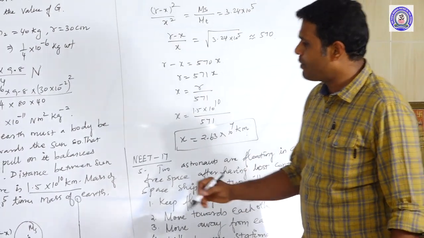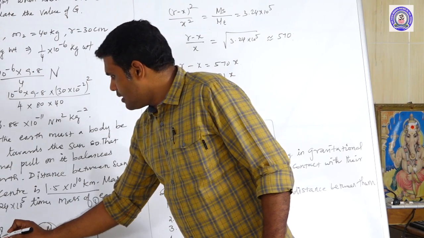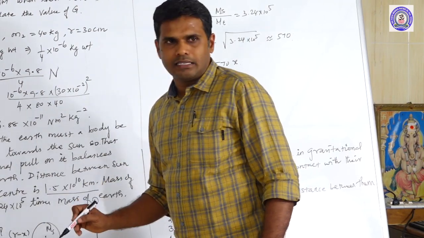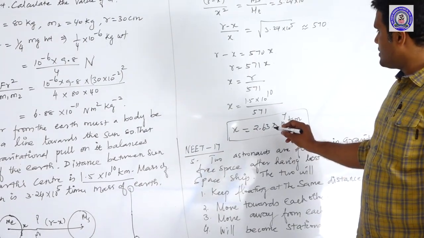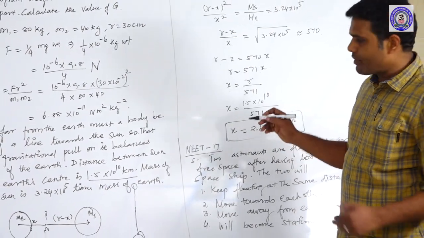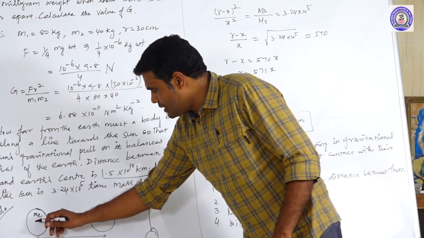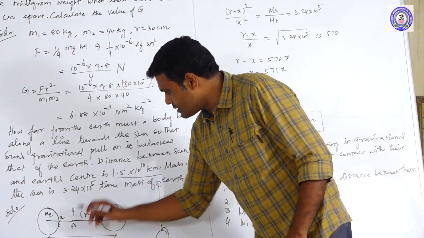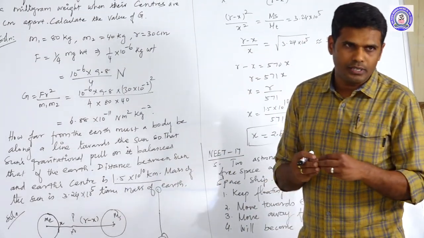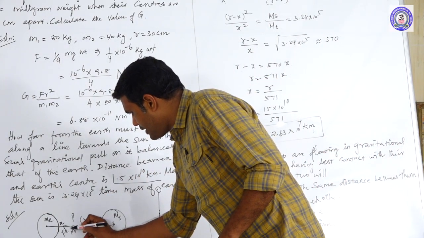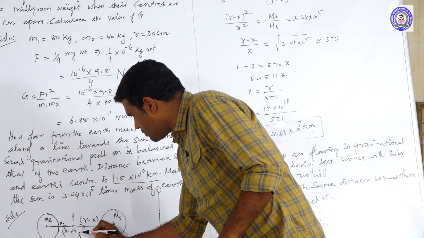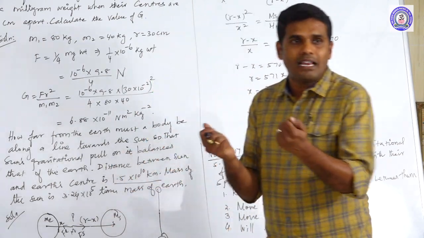So we can say the mass which has been projected from the earth, if it is at a distance of 2.63 into 10 power 7 kilometer, then the force exerted by the earth and the force exerted by the sun will tend to balance each other. Right? This is the force exerted by earth and this is the force exerted by sun. These two forces tend to balance each other.